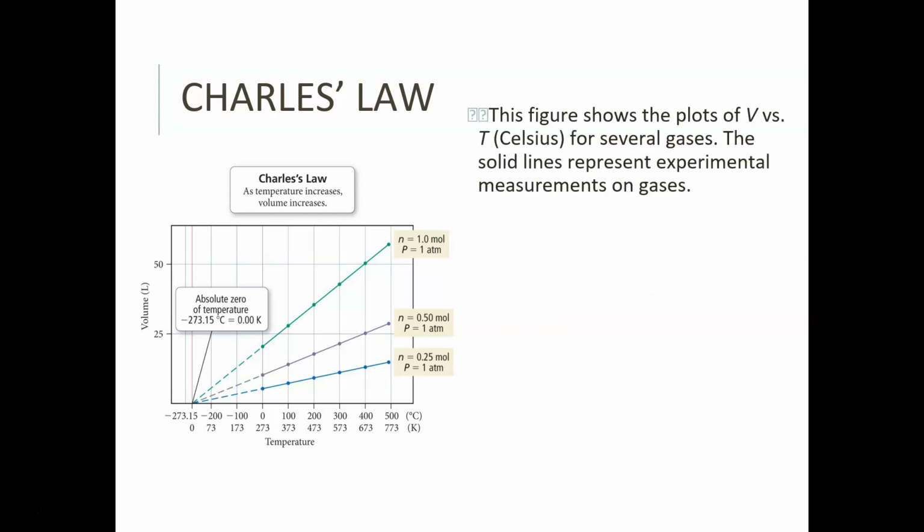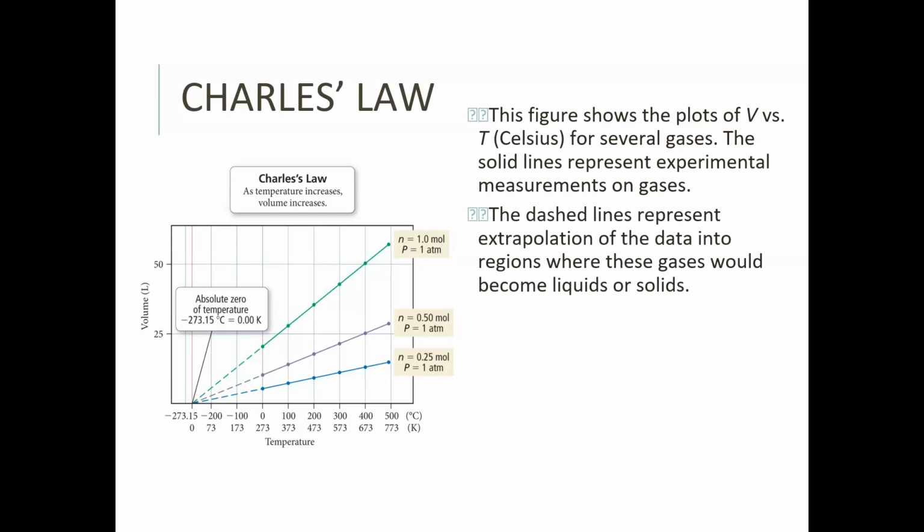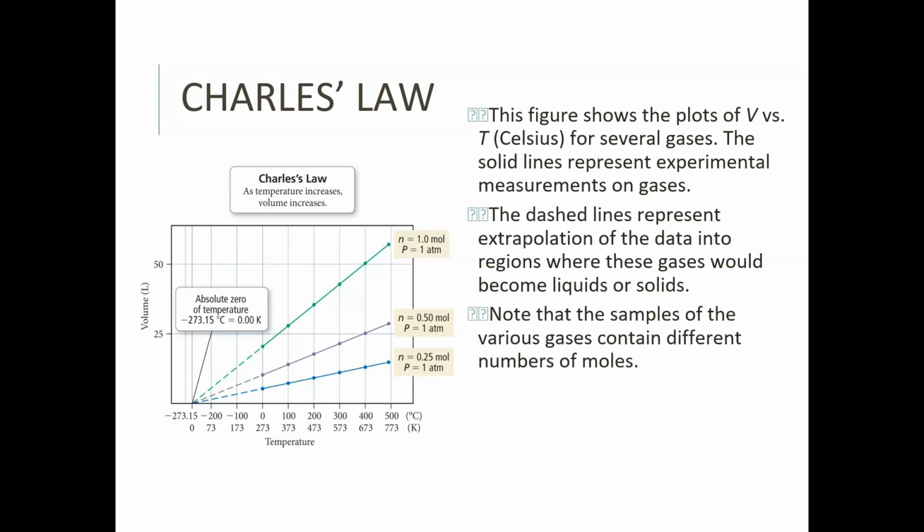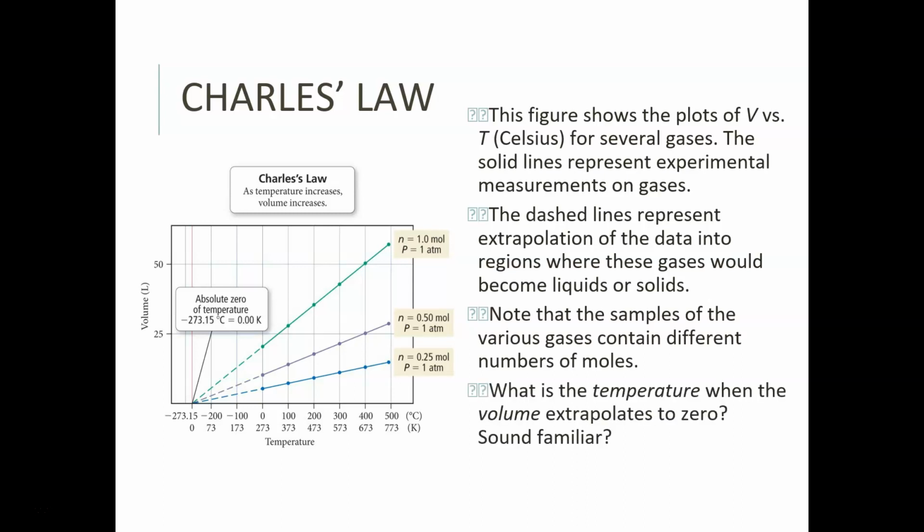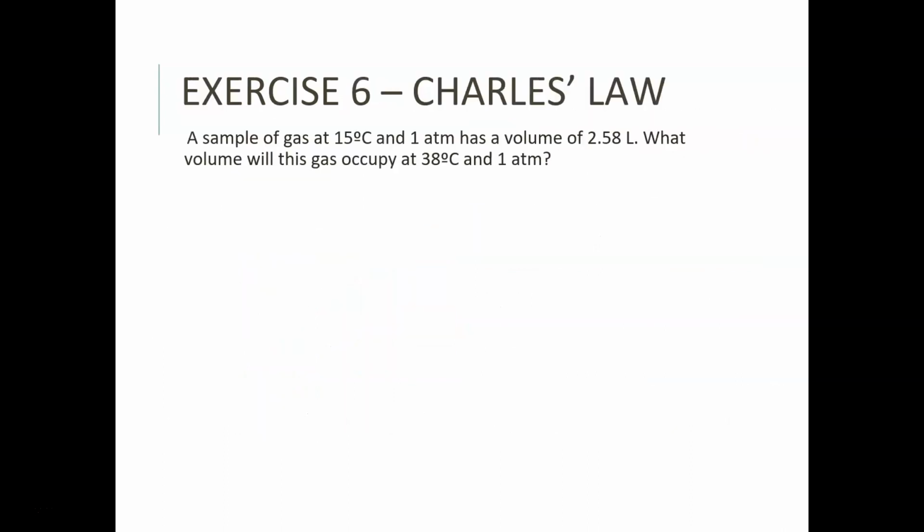Okay, so this figure shows a plot of volume versus temperature for several gases, and the solid line represents the experimental measurement on the gases. So where it's solid is what he measured, and where it's not solid is what we figured out to absolute temperature. The dashed line represents the extrapolation to the region where the gases would become liquids or solids. Note that the samples of various gases contain different numbers of moles. What is the temperature when the volume extrapolates to zero? And we can see that it's 0 Kelvin. That's absolute zero.